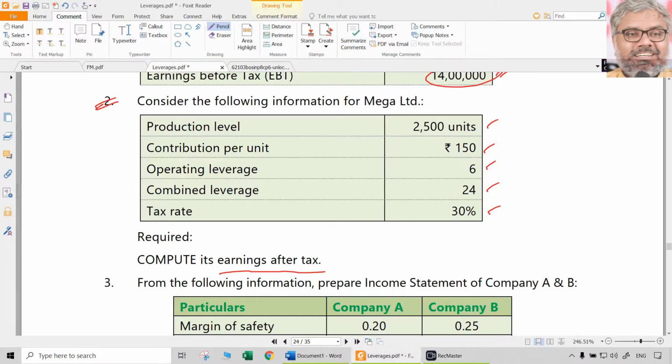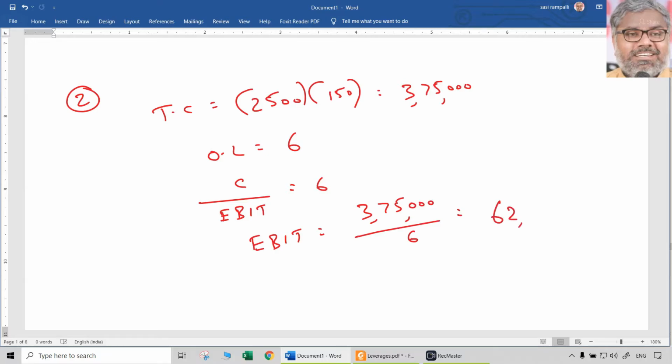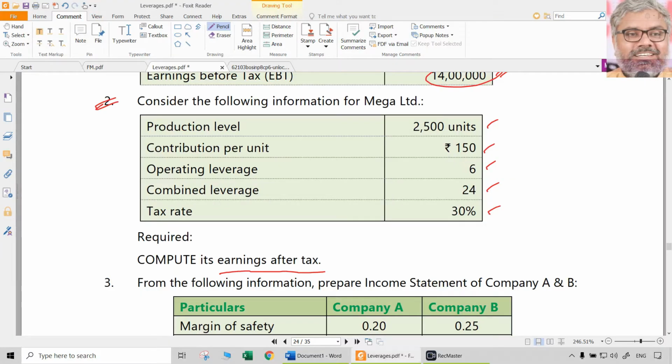Operating leverage is given as 6 times. What is the formula for operating leverage? Contribution by EBIT. That is equal to 6. That means EBIT will be how much? Contribution divided by 6. 3,75,000 divided by 6. So how much will that be? 62,500. What is this? EBIT. Earnings before interest and tax.